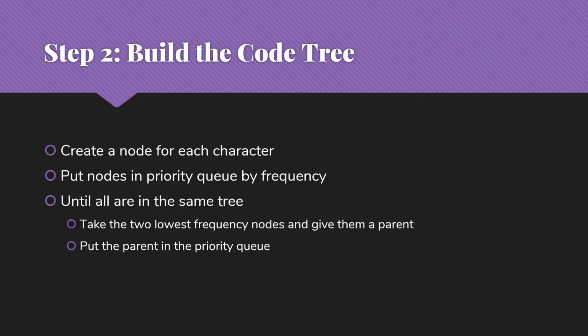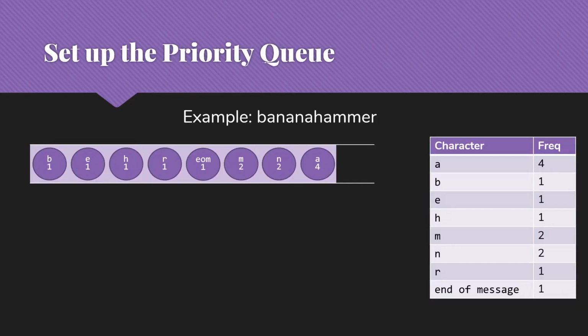So let's see what this looks like with our example. First, let's set up our priority queue. So we have our frequency table. We're going to make a node, basically a tree root, for each of these characters, and we're going to put all these things into our priority queue. Once we do that, then of course we're going to go into our loop.